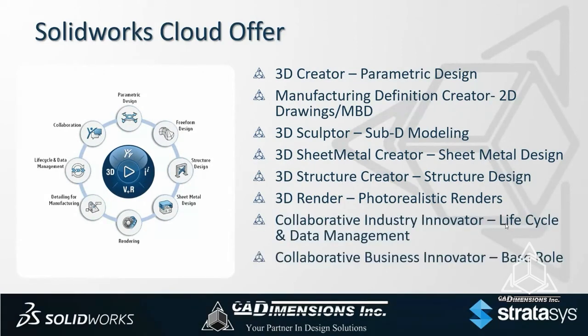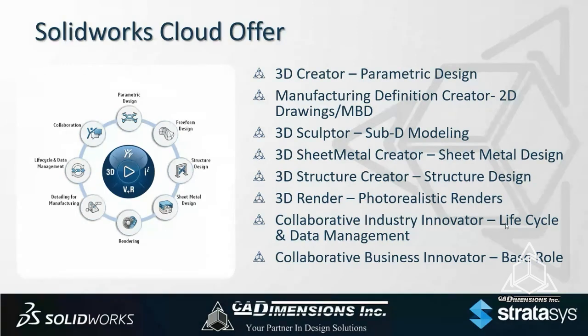Then you also get the Collaborative Business Innovator and Industry Innovator roles. These are requirements for the rest of the roles, but they give you a lot of power in that you can have lifecycle and data management with these files. So if you're looking to revise files, make branched files, or do approvals with these files, this is something that you can do with these two apps. You also get a lot of tools in there to do that.